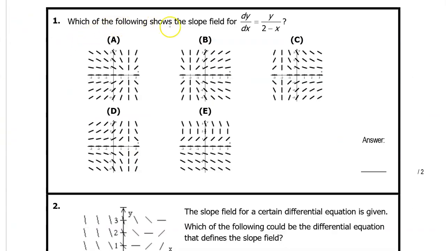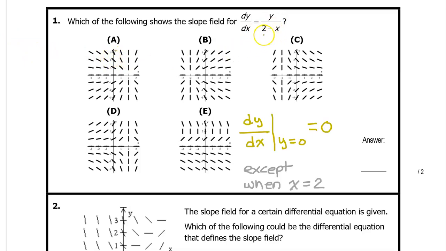Number 1. Which of the following shows the slope field for dy/dx equals y over 2 minus x? We are like detectives looking for clues. Start by focusing on the fact that we have this lonely y in the numerator. That means when y is equal to 0, dy/dx will equal 0, except when x is equal to 2. When x is equal to 2, the denominator will also equal 0. That would give us 0 over 0, which is an indeterminate case, and there should be no slope there. So maybe that's where we should start. There should be no slope at the point (2, 0).